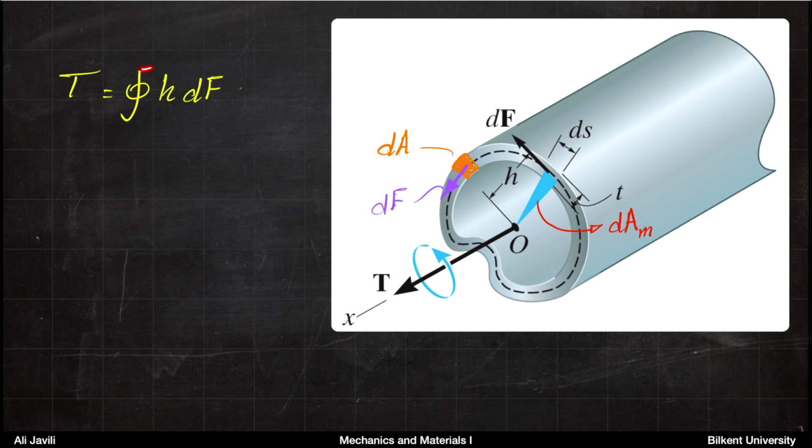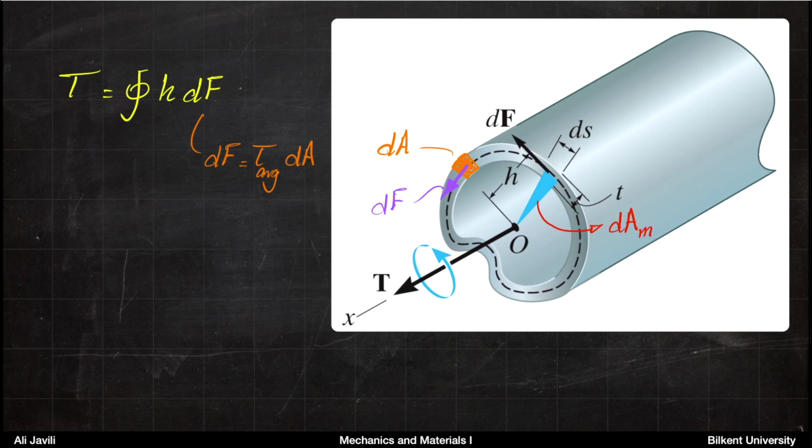you can calculate it by the closed integral of distance times incremental force dF. So the distance is h from, let's say, the point O on the axis x. The distance h times dF gives you dT, that's the moment or incremental torque. And if you integrate it over this closed surface, then you can get the torque.